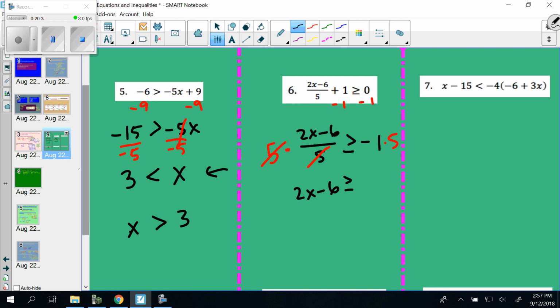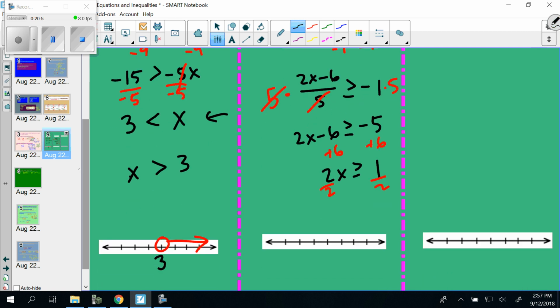Now we times by a number, but it wasn't negative, so we want to keep the symbol the same way. Negative 5. Now this is pretty standard after that. We got some adding. We got some dividing. We're good. Now we're dividing by positive. No need to change anything. We can keep the symbol the same way. And we get that x should be greater than or equal to 1/2 or 0.5.